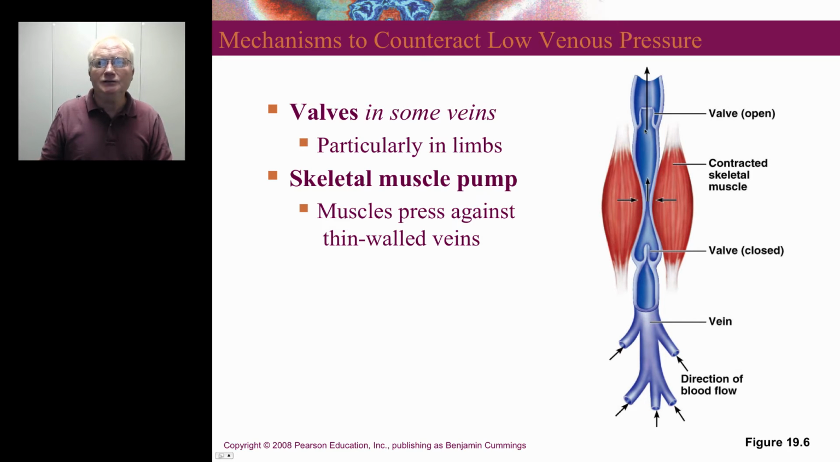Because of valves in these medium-sized veins, the blood can't go backwards towards the periphery. It has to go centrally towards the heart. And then when the muscles relax, the blood vessel becomes larger. It fills up with blood, and it has to fill up with blood from the periphery because of these valves. The blood can't come backwards if a person has competent valves.